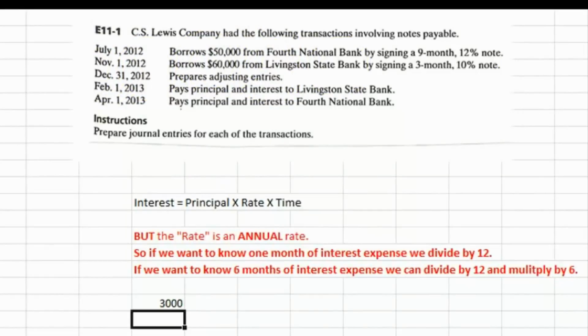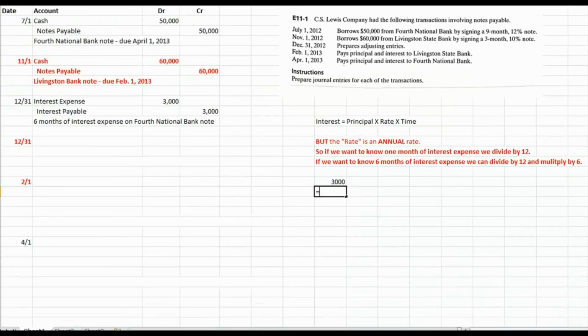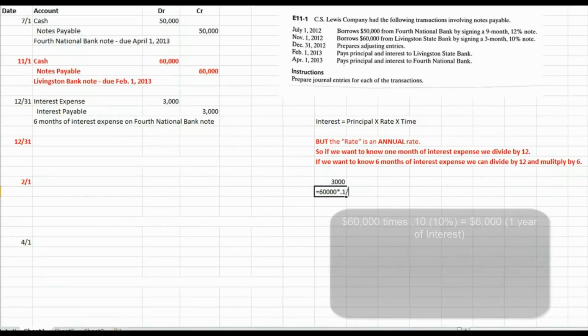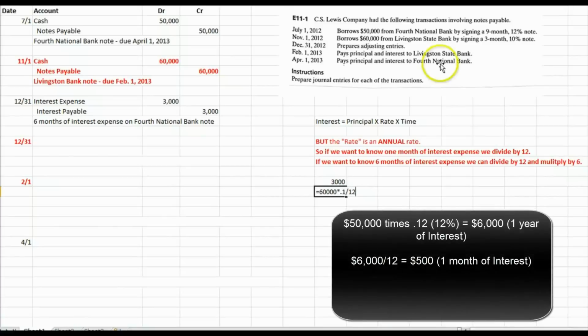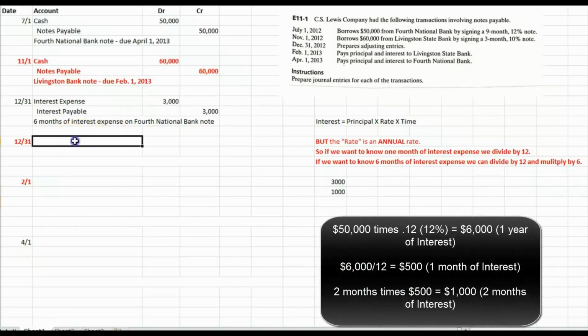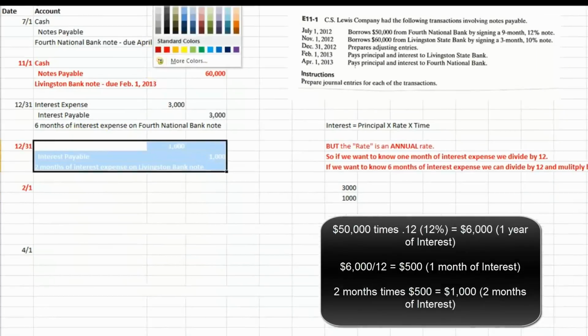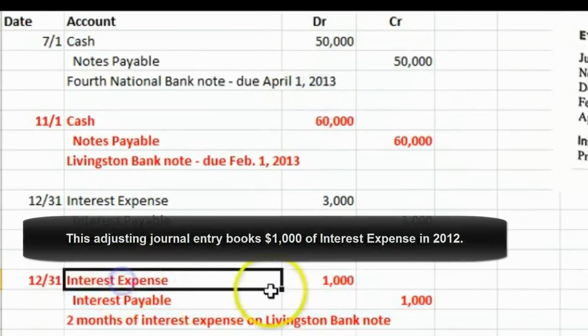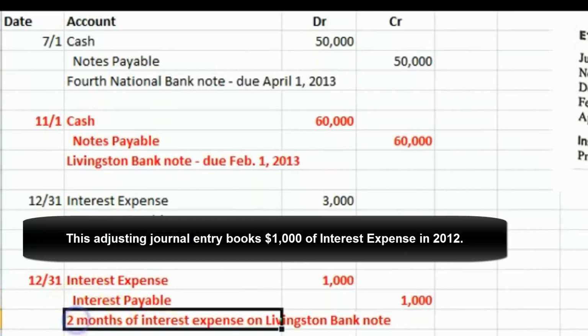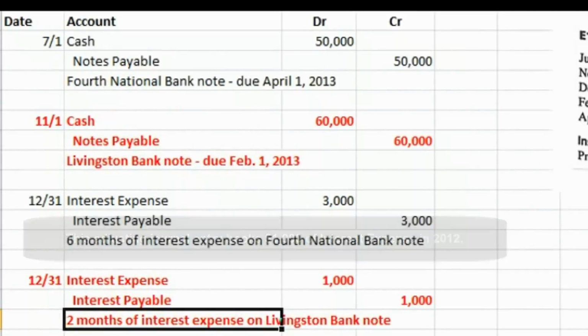Okay, hopefully you did the same kind of calculation. Interest equals principal, $60,000, times rate, 10%. That would give us 1 year's worth. I always like to figure out how much 1 month is, so I divide that by 12, and let's multiply it times 2 to come up with $1,000 worth of interest expense. So at December 31st, we accrue $1,000 worth of interest expense by debiting interest expense and crediting interest payable. Again, we'll probably put this in red. Let's keep the Livingston Bank note in red just so we can tell these two notes apart.